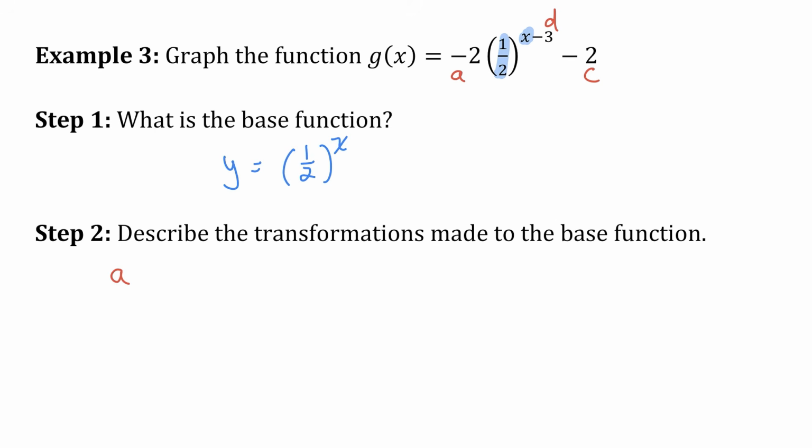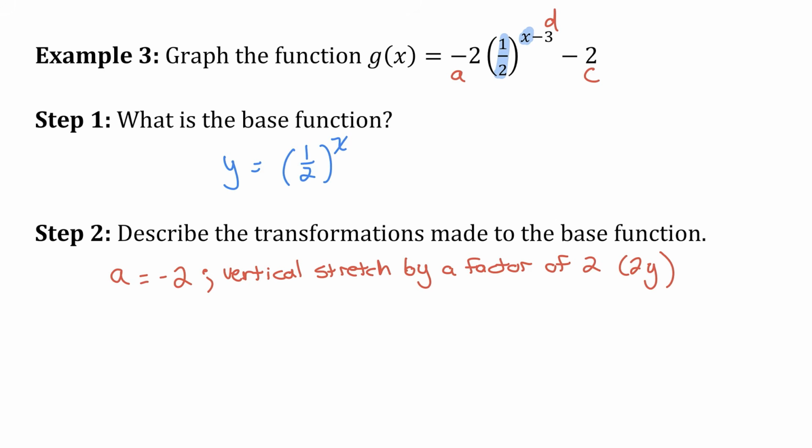So an a value of -2 does two things. It does a vertical stretch by a factor of 2, so I'd have to double the y values. And because it's negative, there's also a vertical reflection. So I'd have to change the sign of all the y values by multiplying by -1. I could combine those two transformations and just say multiply y by -2, but I'll leave them separate for now.